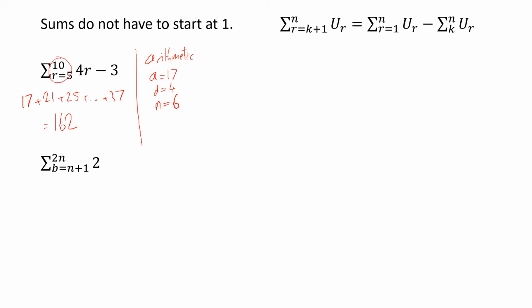Now be careful here. Some people will say n is 5 because 10 minus 5 is 5, but you've also got to count the term you started on. There are actually 6 terms in this sequence, and then we could use the Sn formula to get to 162 as well.